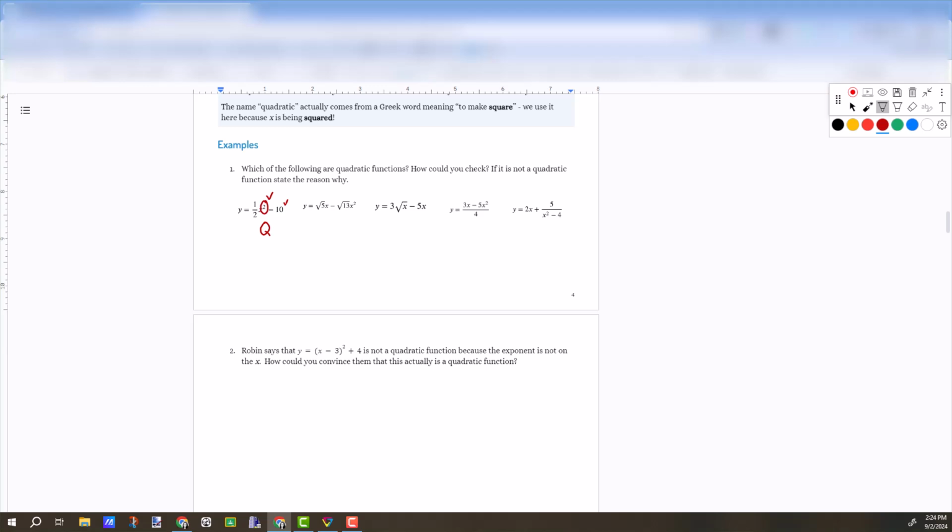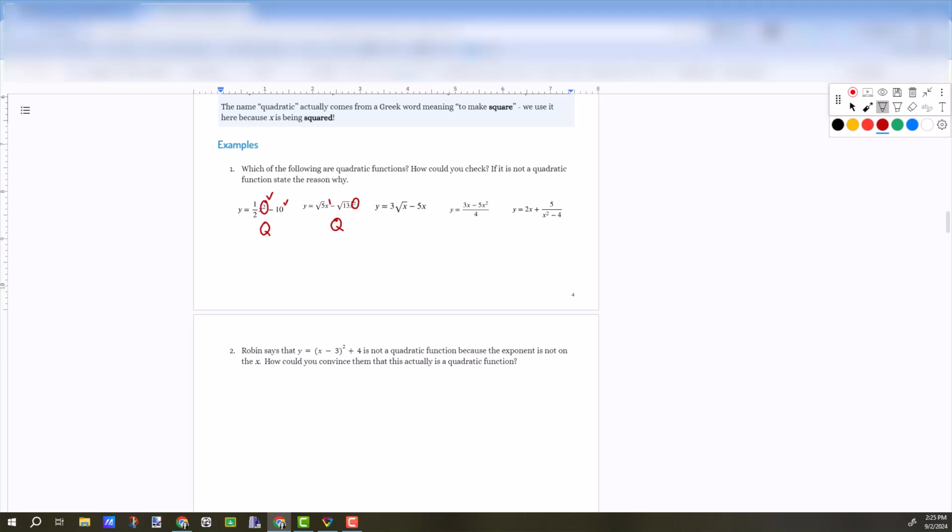In this one here, again, we have a 2 right here. And this one is a 1. It's that hidden one. We don't write it. It's implied. And therefore, this being the highest 2, we can say that that is also a quadratic.